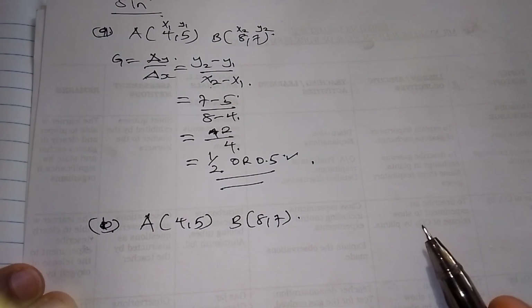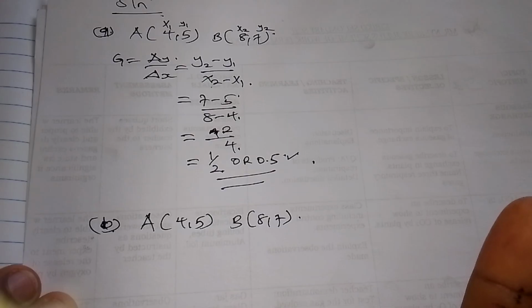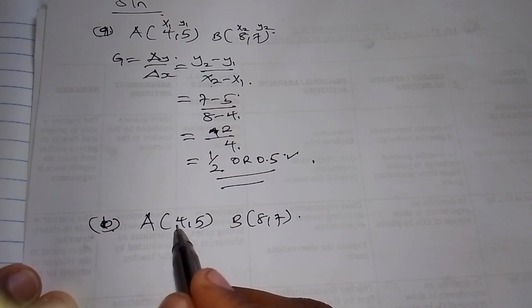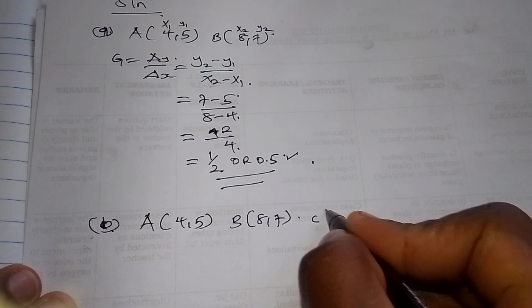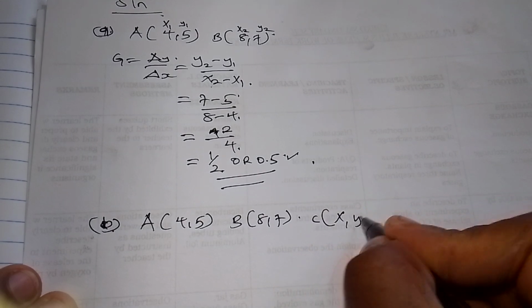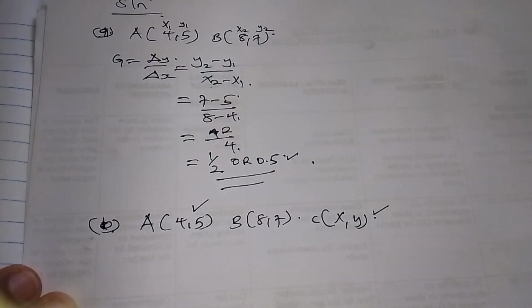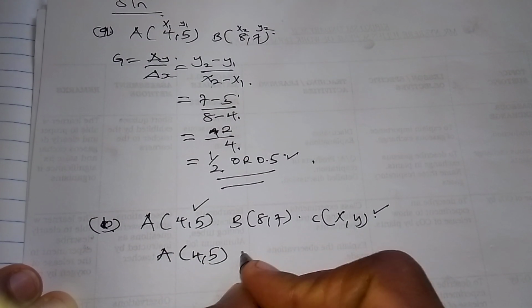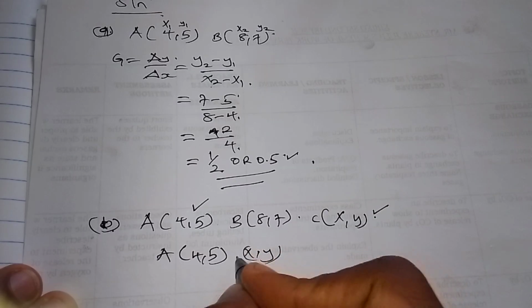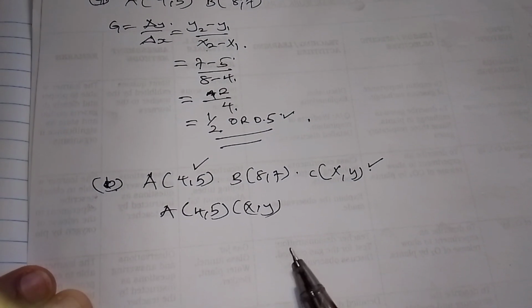Now, for us to come up with an equation, we must include a third point, and that third point will be chosen with one of the following. So let us include point C, which is (x, y), and choose any of these points. Let us choose point A. So we have A as (4,5) and C as (x, y).